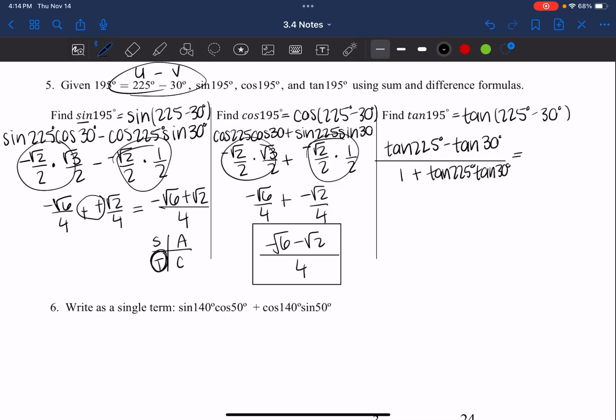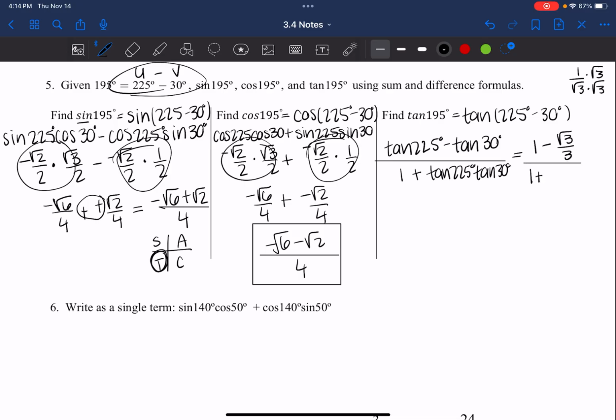So tangent of 225, we already said 225 has a reference angle of 45, so I'm looking for tangent of 45 degrees. So we should know tangent would be root 2 over 2, or just 1, anything over itself is 1, minus tangent of 30. Tangent of 30 would be 1 over square root of 3, but we know we can't leave a radical in the denominator, so we have to rationalize by multiplying top and bottom by square root of 3, which is going to leave us with square root of 3 over 3.